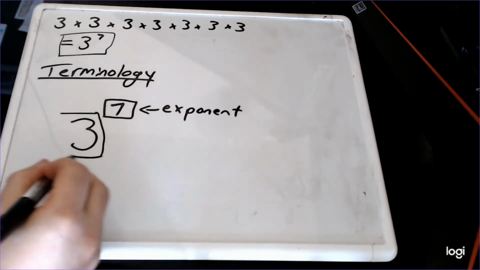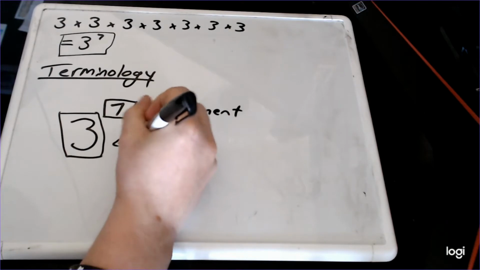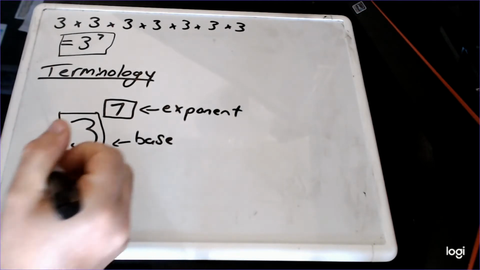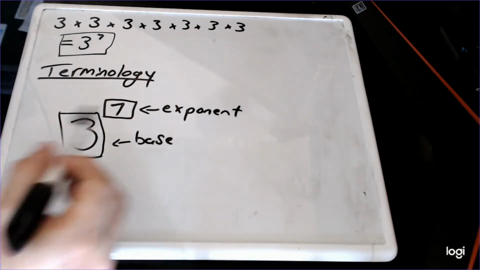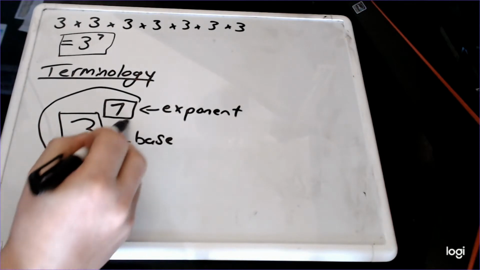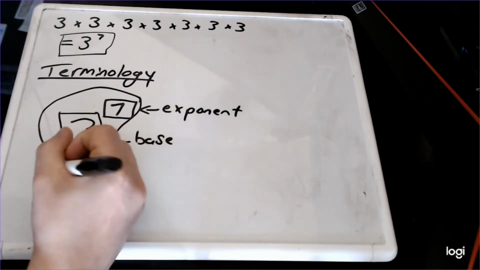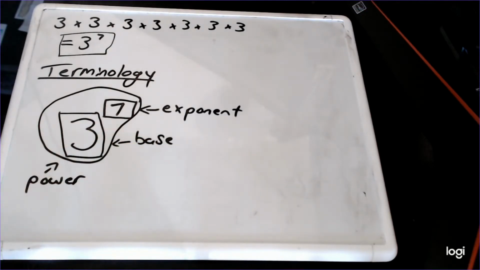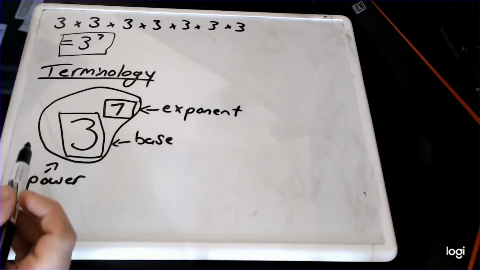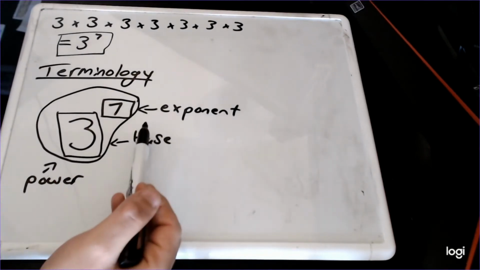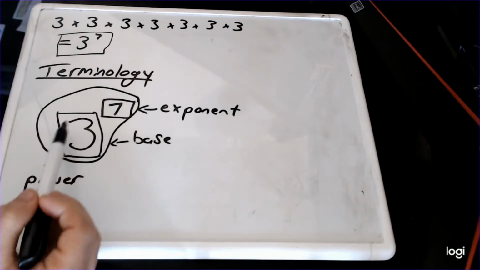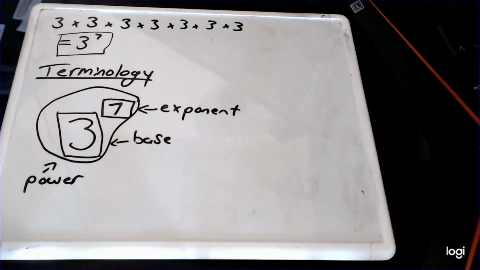This number is what we call the base. So if you ever hear me refer to something as the base, it's always the bigger number, the number below the exponent. And all of it together is what we call a power. Okay, so all of it together is a power. The exponent is the little number, okay, and the base is the big number. Okay, good. So that's the terminology.